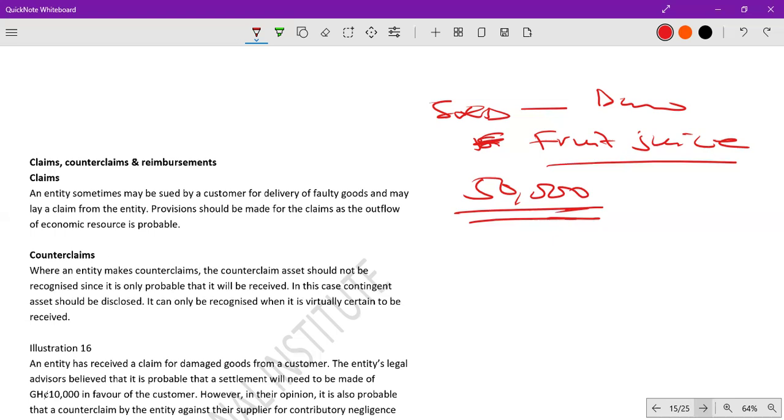How much will you recognize or disclose as a counterclaim? You know that a counterclaim is a possible asset. Because if you have succeeded, the XYZ company will pay you. So this becomes a contingent asset. So this contingent asset should be disclosed. How much do we disclose?